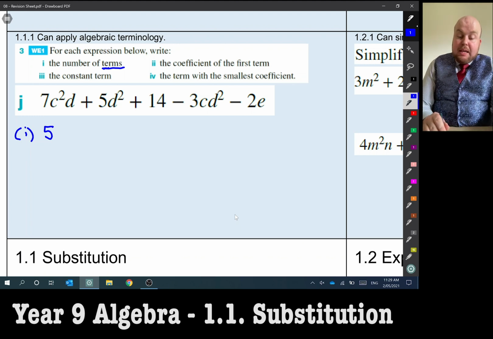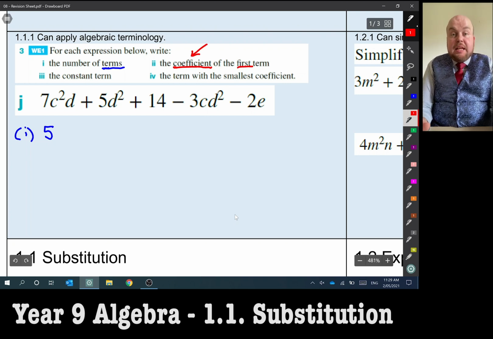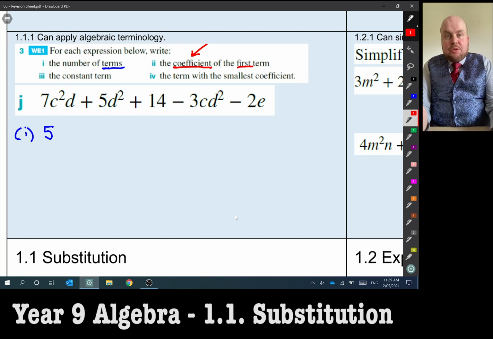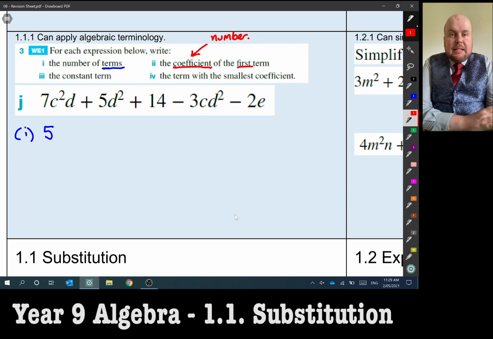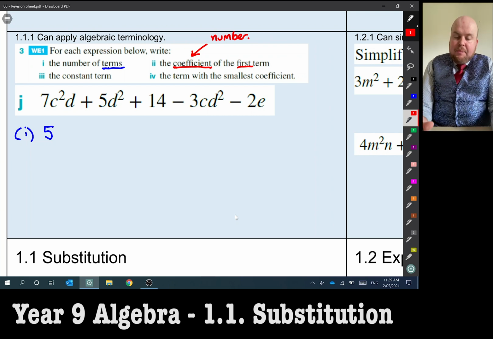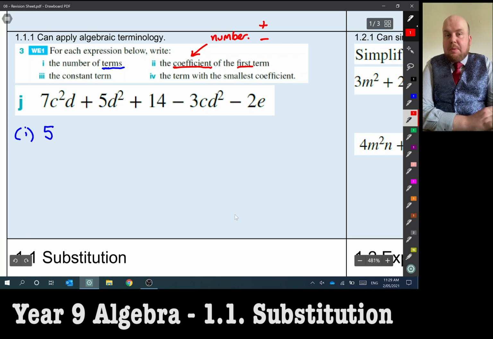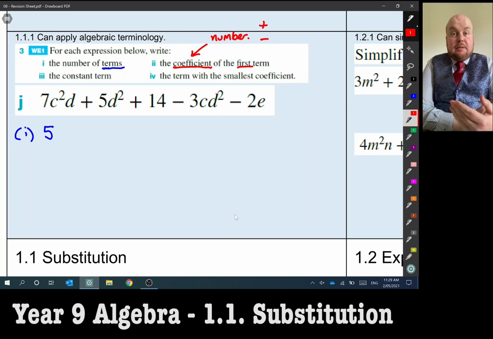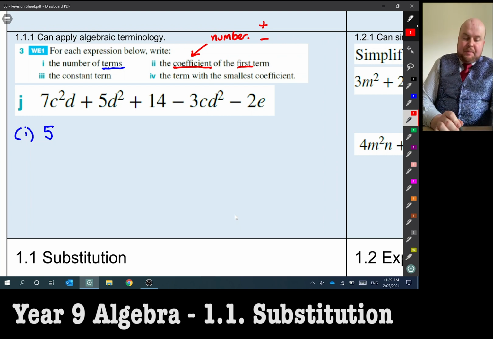For part 2, the coefficient of the first term. So coefficient, that is the number that is next to a pronumeral. What's a pronumeral again? A pronumeral is simply the letter or symbol that is used in our algebra terms, usually to represent a number that we don't know. Next to the number is also the plus sign or minus sign. If there is a plus sign or minus sign, that also gets included when we describe the coefficient.